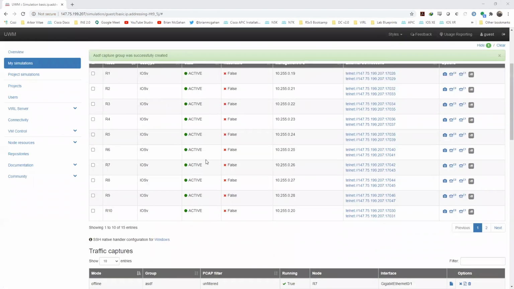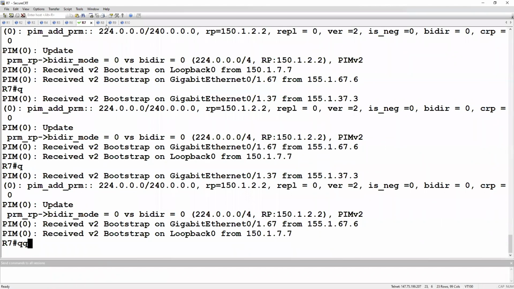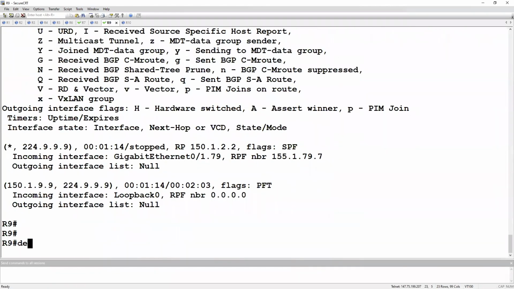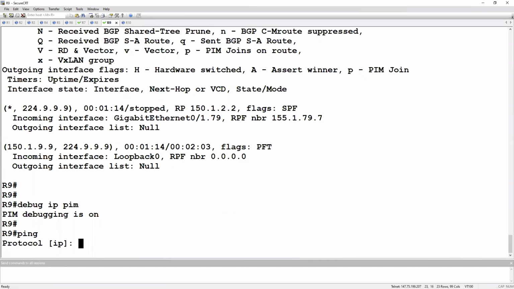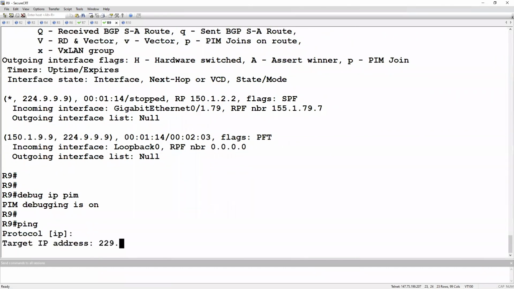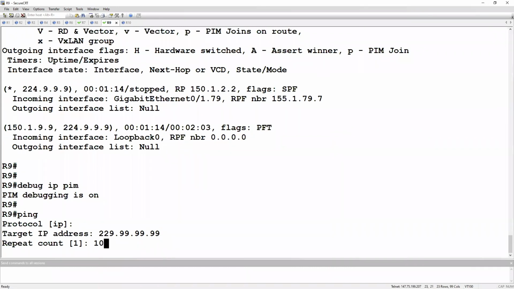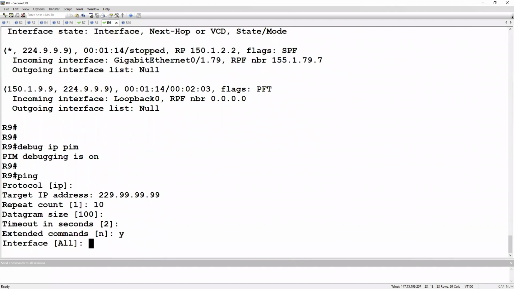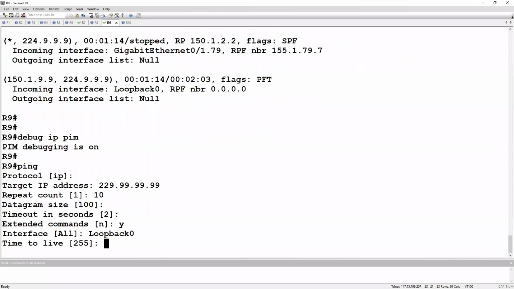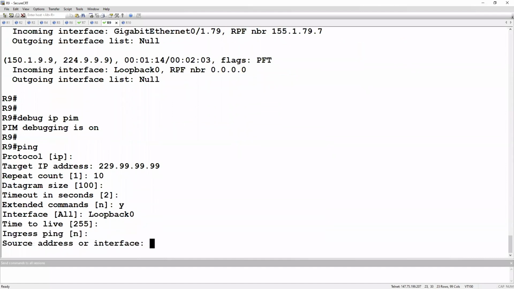Okay, so let's ping to a new group. On router 9, we're going to look at the debug IP PIM. And we're going to do an extended ping again. We're going to ping to 229.99.99.99. Extended commands, yes. Interface is going to be loopback 0. And source is 150.1.9.9.